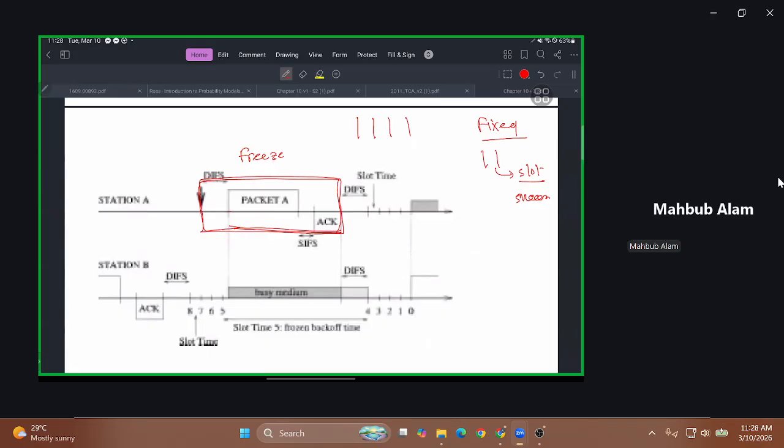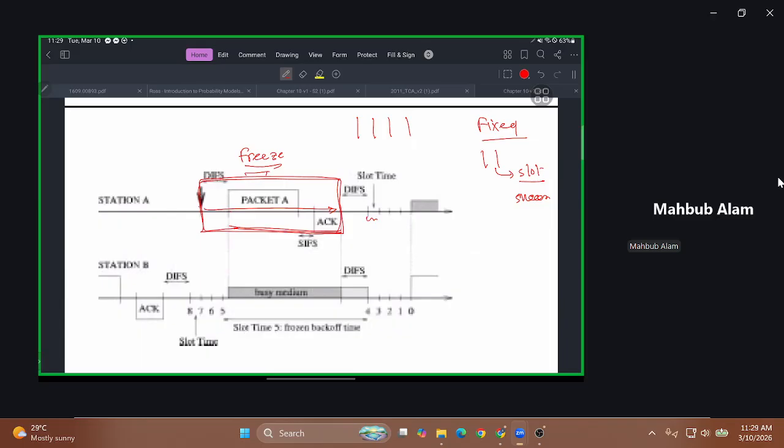Either way, we assume that it's a slot time. So when it is frozen, even though the length is much more than a normal slot, we'll consider just one slot has passed. In the calculation of the throughput, that is taken into account.